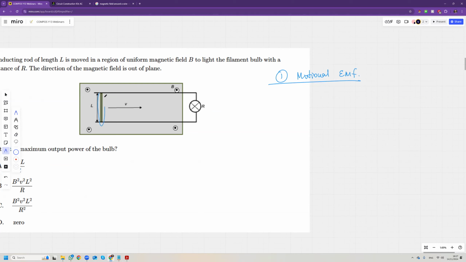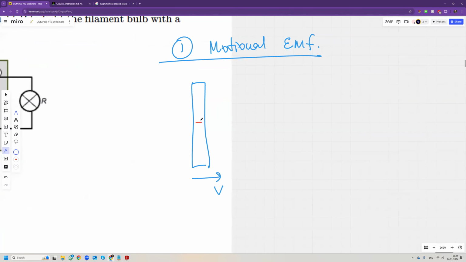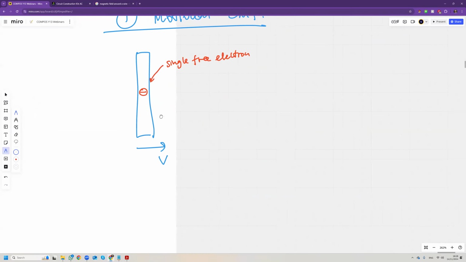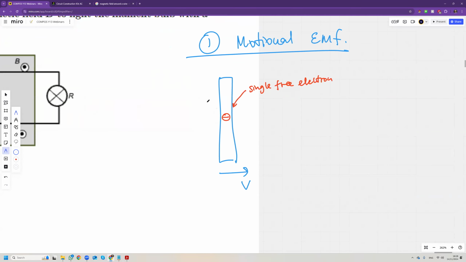If you consider this wire, it's moving with velocity v. Consider a single electron inside this wire. A single free electron. Now, there is a magnetic field going out of the page.